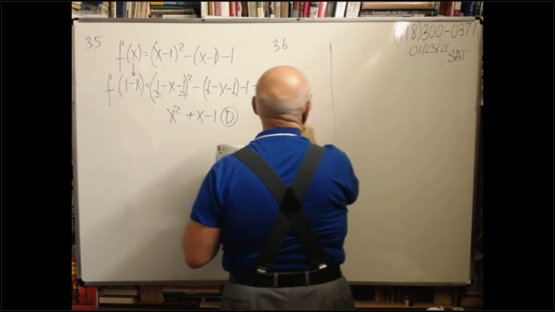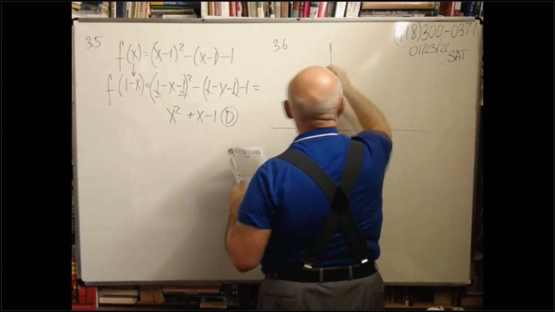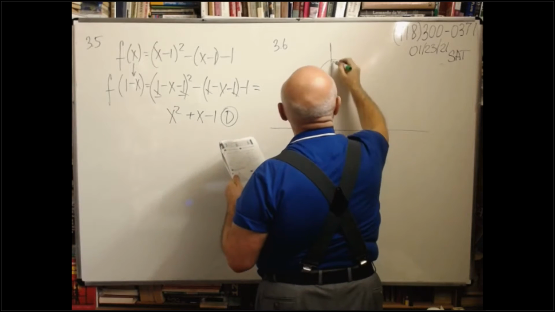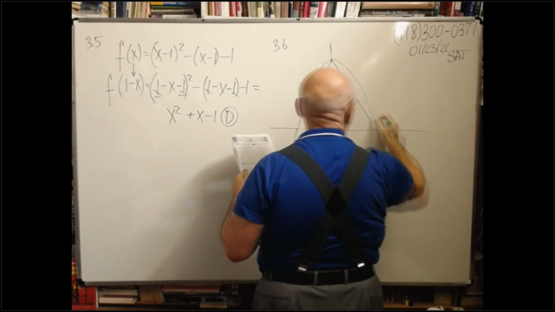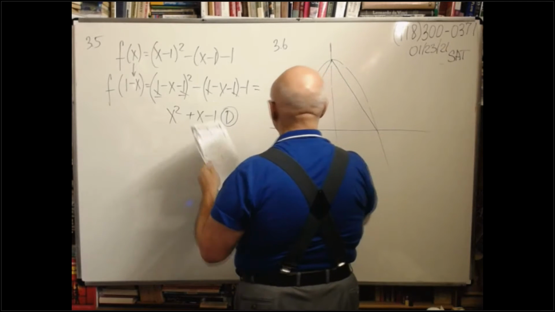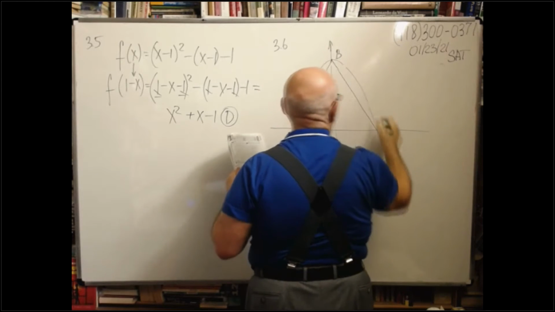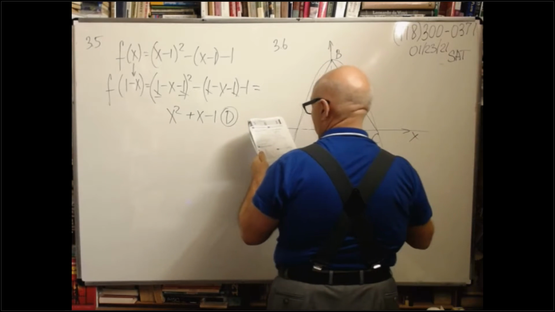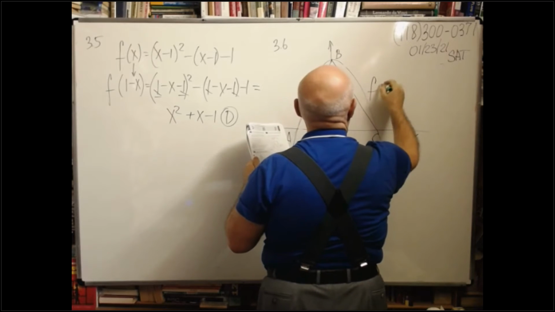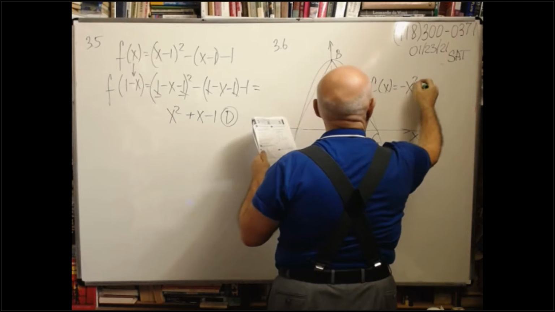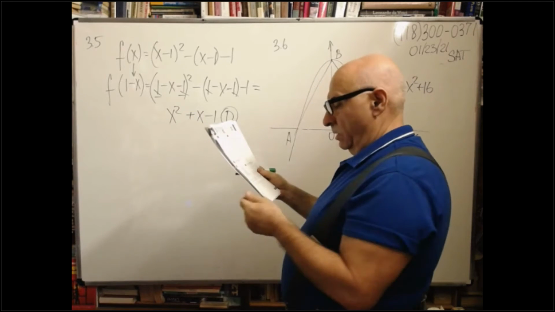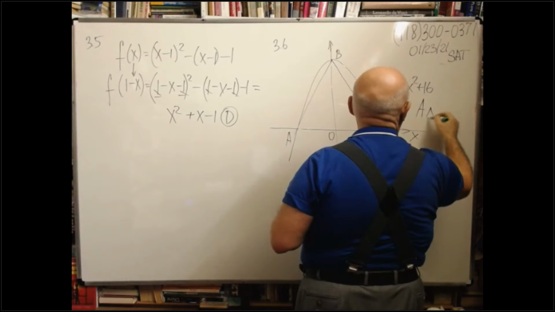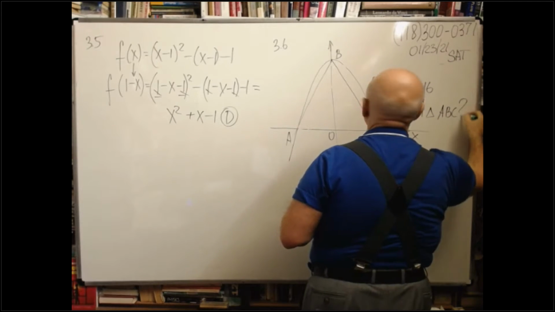Have to make a picture. Kind of like this. And you connect this. And you connect this. And this A, B, C, origin, X. And this graph f of x equals negative x squared plus 16. The graph function is shown in xy. What is the value of the area of triangle ABC?